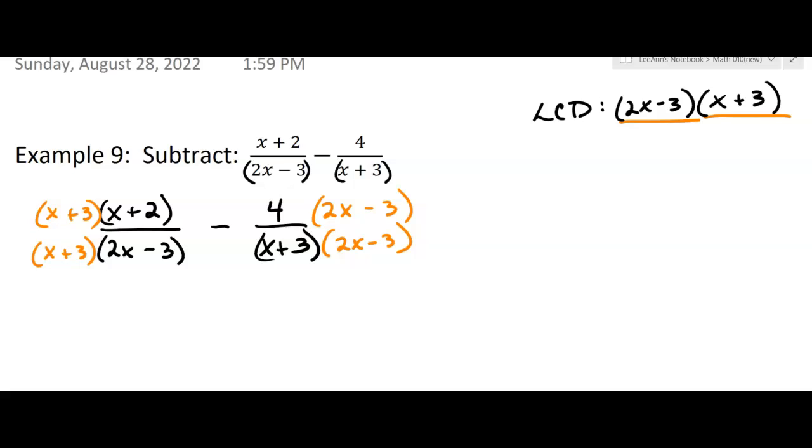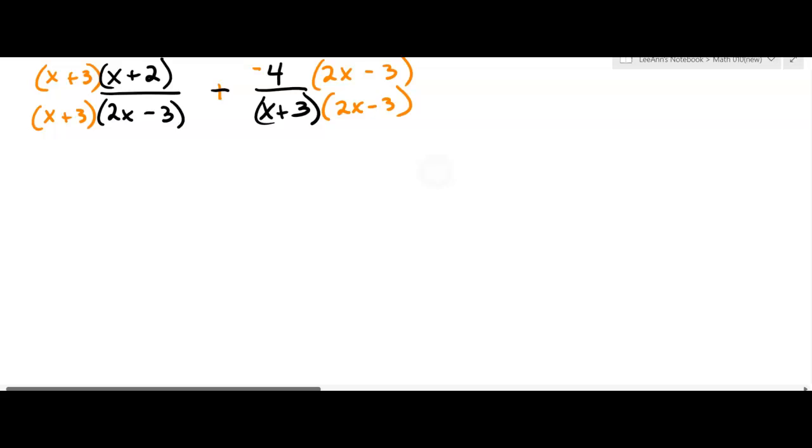Okay. Now, because this is subtraction here, right there, it might be easier if I think of this as plus a negative, because I got to distribute that minus sign. So I'm going to do that.